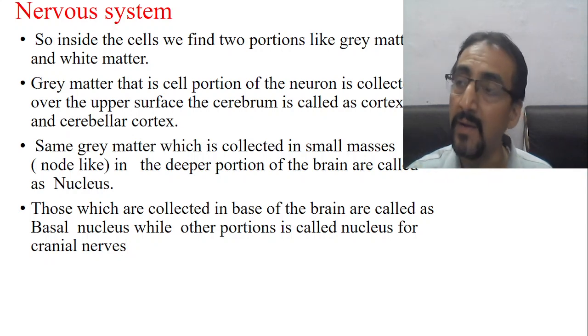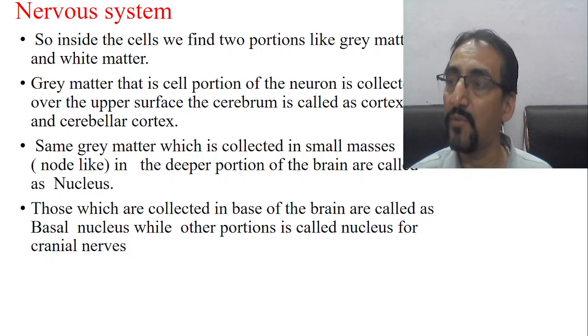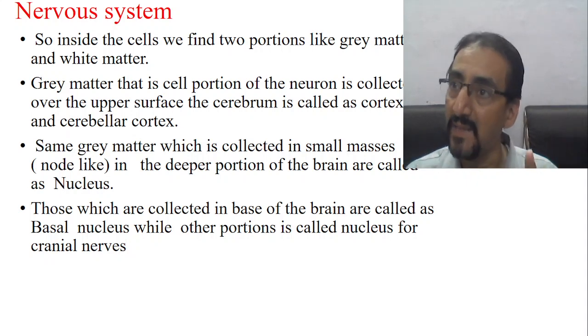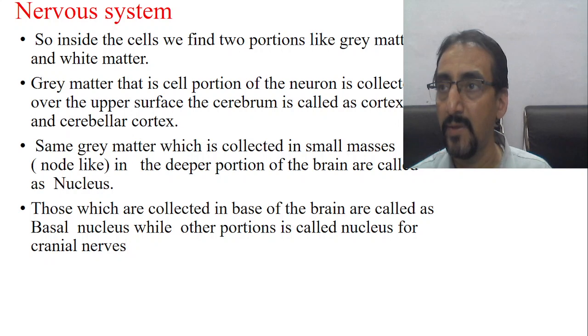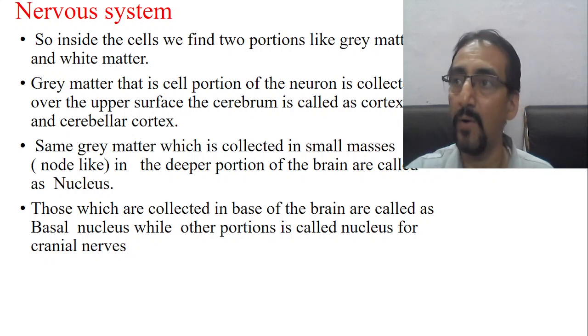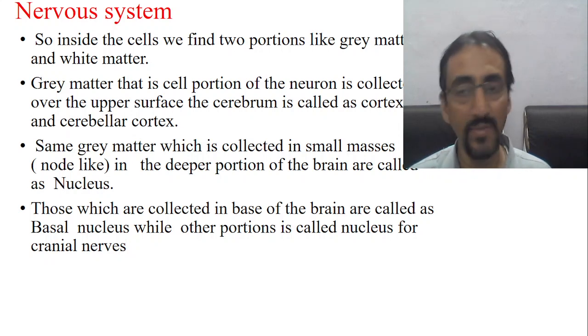Function of the gray matter is to produce an impulse. Okay, when a motor response comes, the one which is produced from the gray matter will be carried by the white matter. One which is produced by the cell or body of the neuron will be carried by the axons of the neurons. That's all.